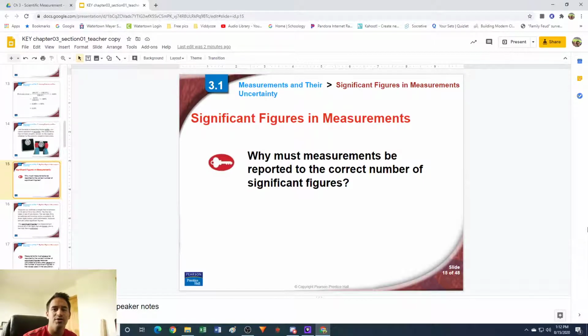Welcome to part 2 of the 3.1 notes on scientific measurement. In this part, we're primarily going to be going over significant figures and what those are and how they work in measurements. So let's get started.